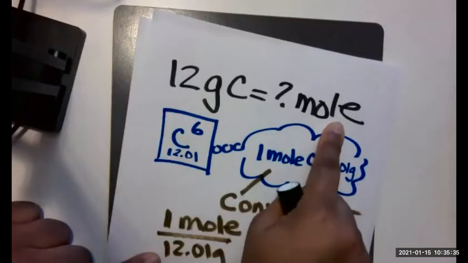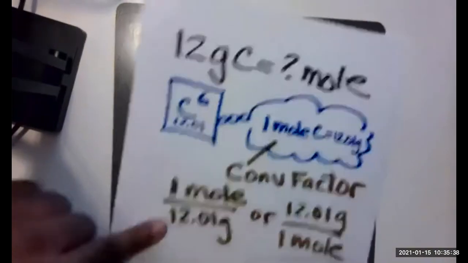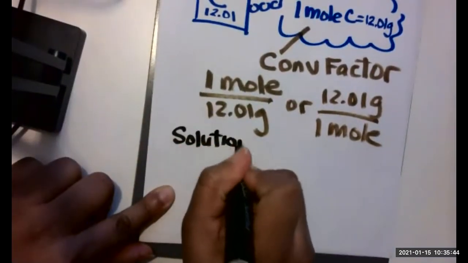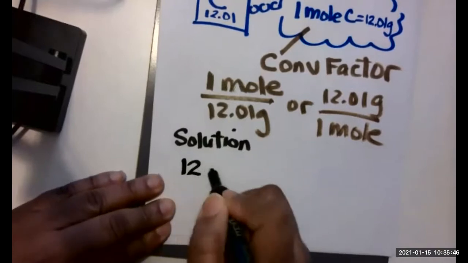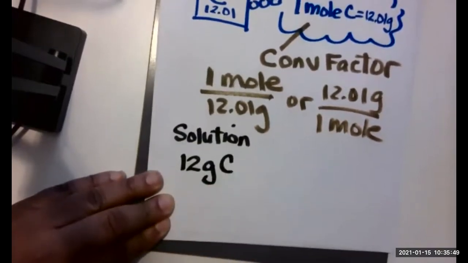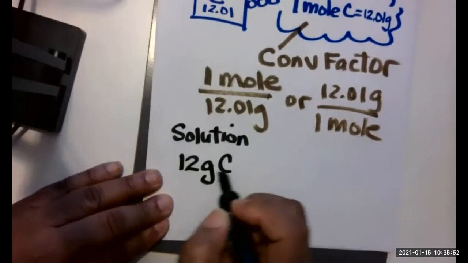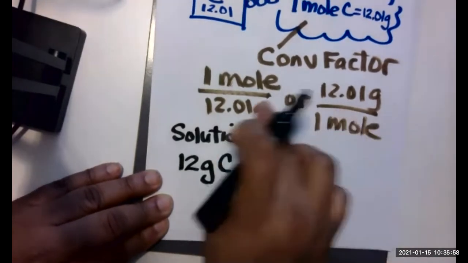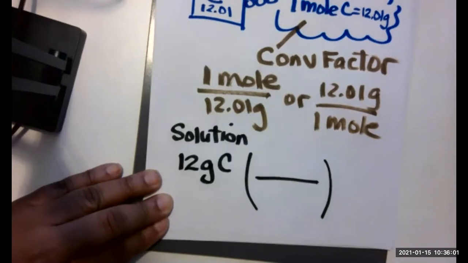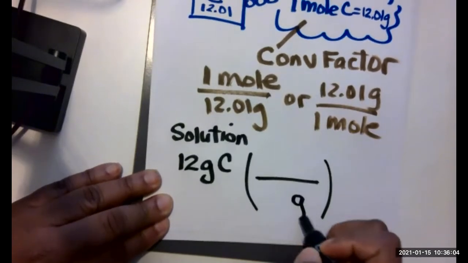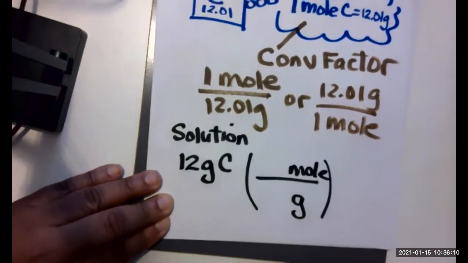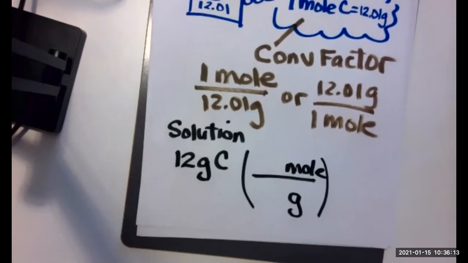So my original question starts with 12 grams. All right. So to solve this, the solution, I'm going to always start with what I'm given, 12 grams of carbon. That's where I start. Then I'm going to make a bracket because I'm going to use one of my fractions. The fraction that I need to use will have grams in the bottom and moles in the top. So which conversion factor do I need to use? The one on the left or the one on the right?